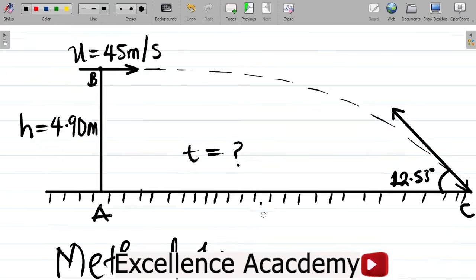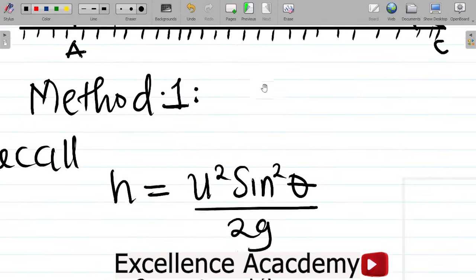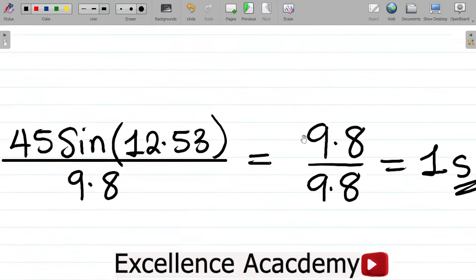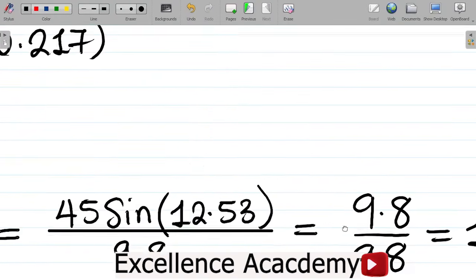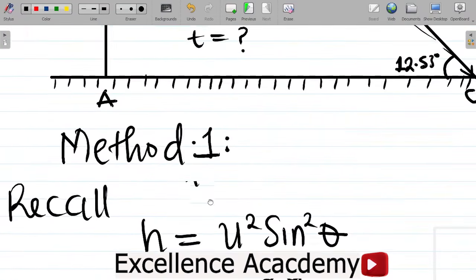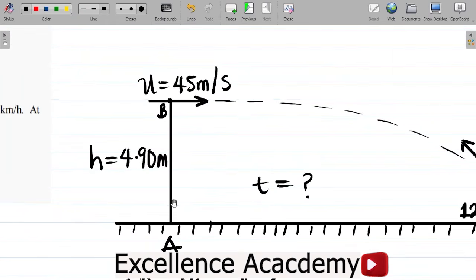And with the value of theta, you can now find t, knowing fully well that the time it takes from B to C is given by u sine theta over g. If you use that value, you now have your answer as 1 second. So basically, here's the first method to solving this question. We'll look at a second method to solving this question in our next class.